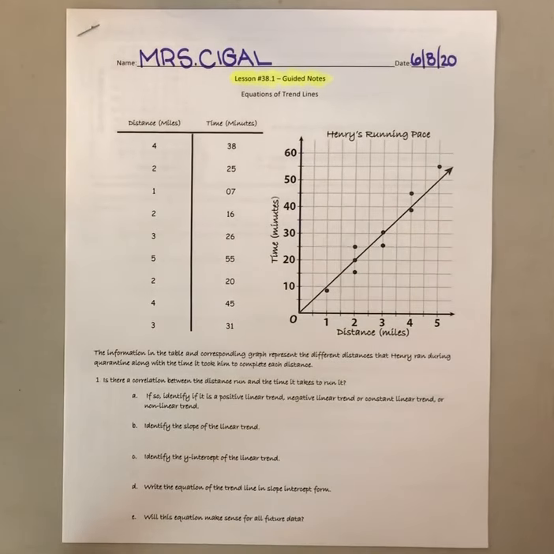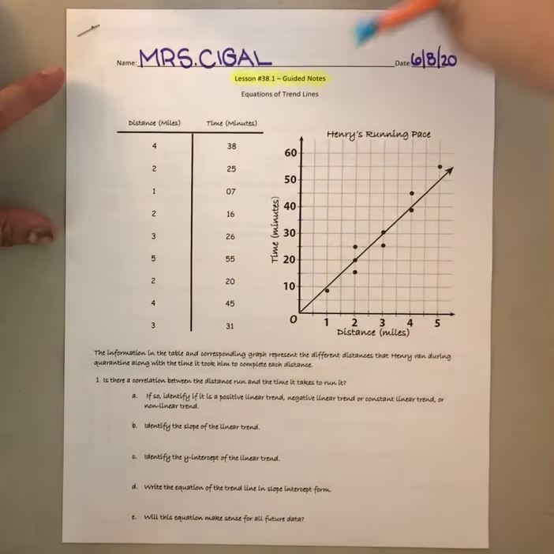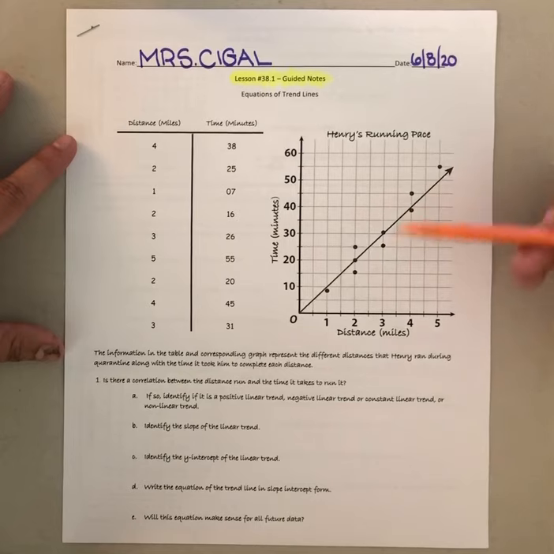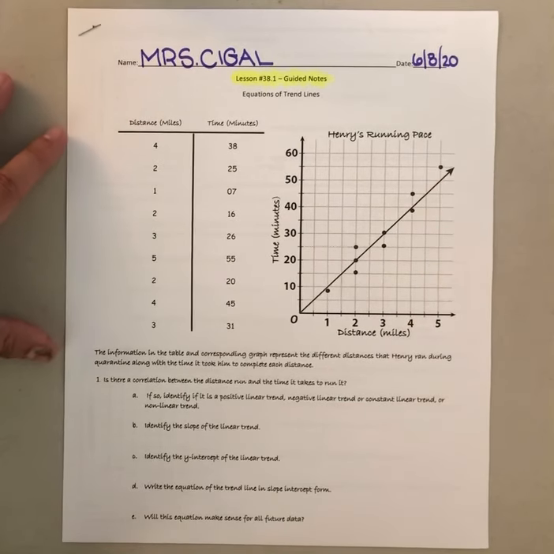Last week of school, guys. So today is Monday, and we are going to re-look at equations of trend lines. Last week we kind of introduced this concept, and today we're just going to practice identifying the slope and the y-intercept within a trend line, and then write its equation.